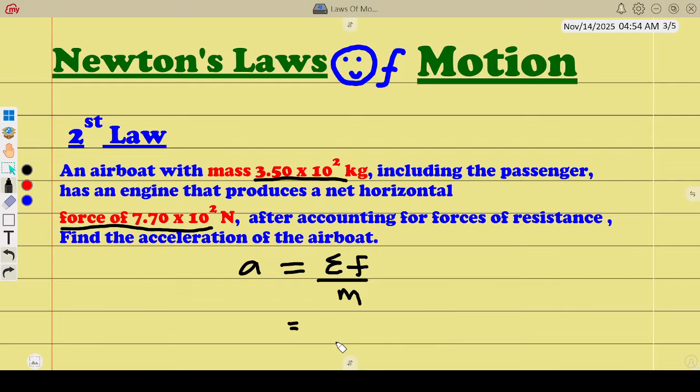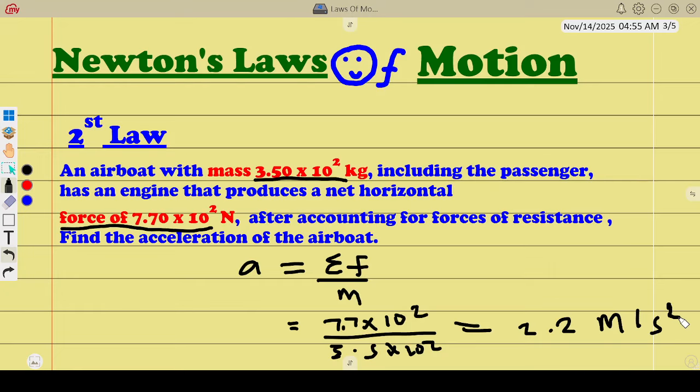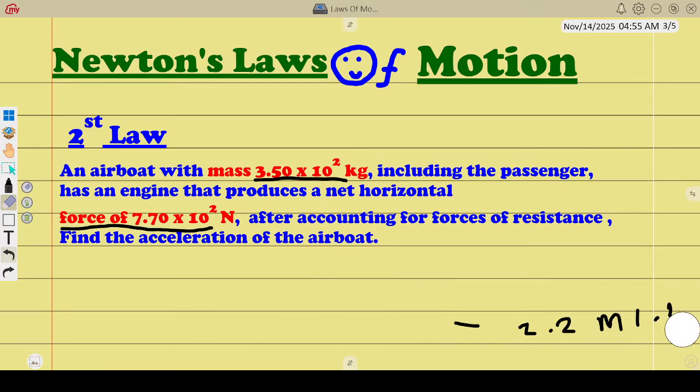So our force is 7.7 times 10 power 2. That's our force, and then mass is 3.5 times 10 power 2. Yeah, so at that point you can go on and punch that in your calculator. You are going to get around 2.2 meters per second squared. Yeah, so that's how we can apply the second law of motion.